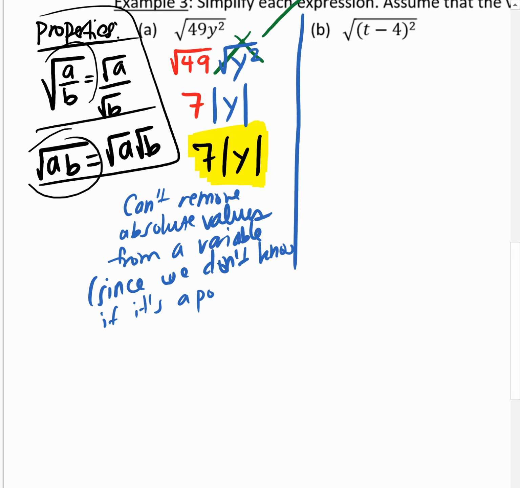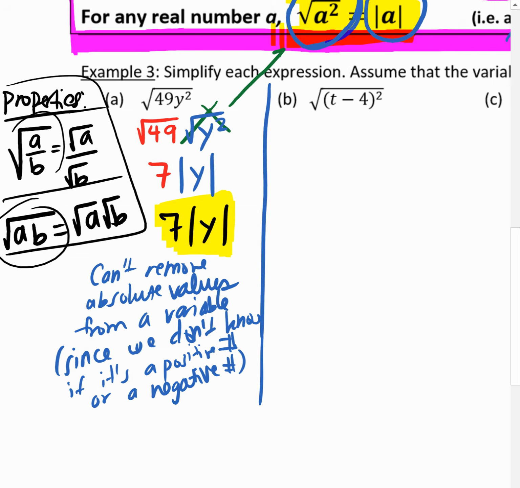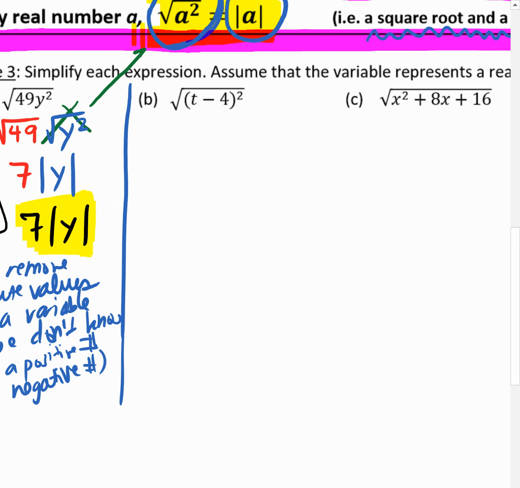If it's a positive number or a negative number. So if we knew if it was one or the other, we'd be able to simplify it, but we have no idea whether y is positive or negative. And that's why we just have to leave it like that, unfortunately.